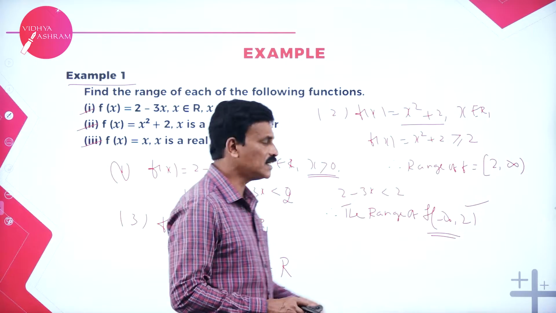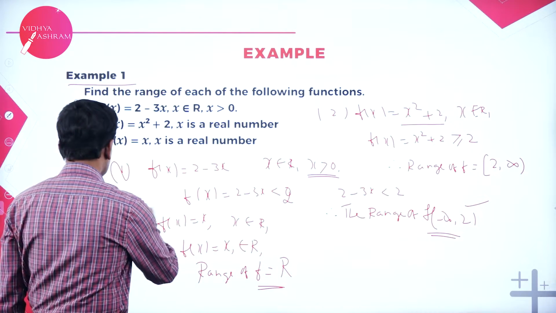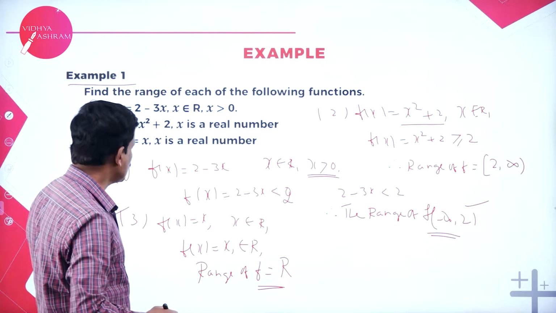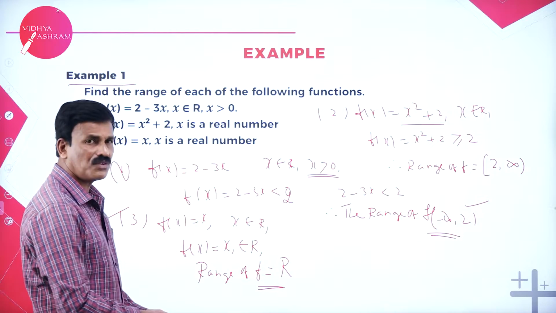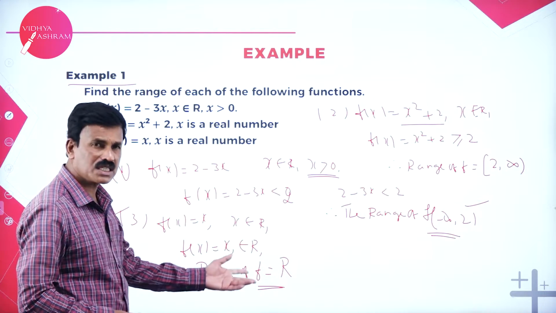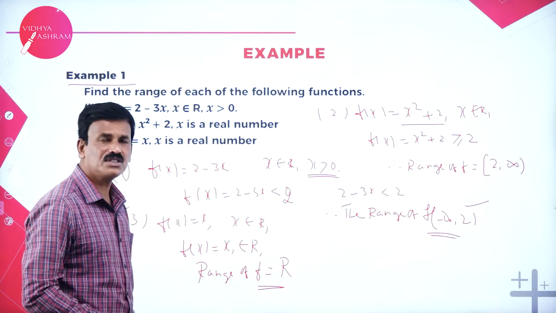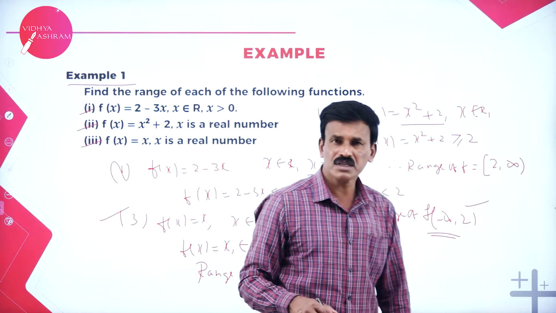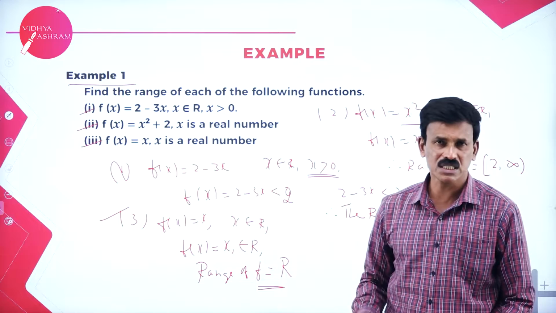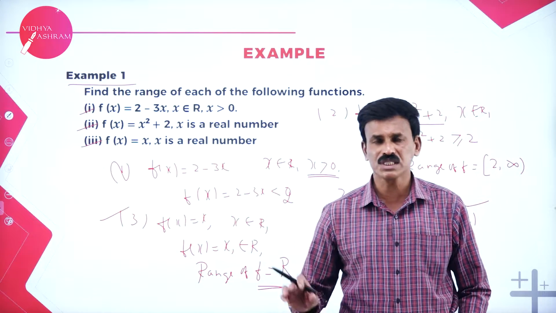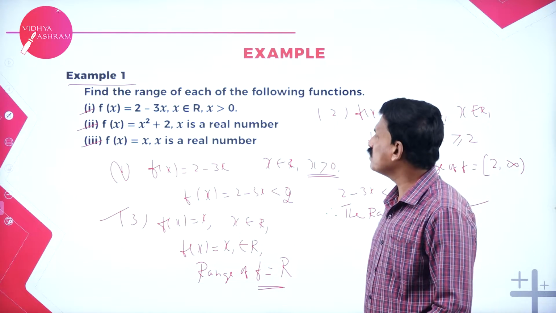to infinity. Now, whereas the third problem, f of x is equal to x, where x belongs to R. Since f of x is nothing but x, which is a real number, therefore the range of the function f is equal to R itself, real numbers. That's it. Hope you followed. Now, let us come to the next problem.